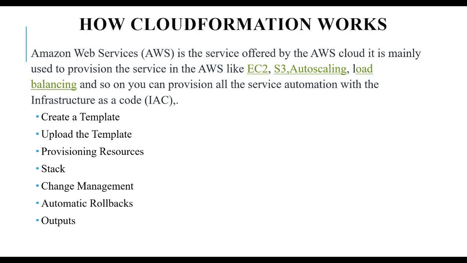For example, you can create a VPC before launching the EC2 instance within it. In this VPC, it automatically creates the subnets, route tables, and internet gateways also. The next is stack. A CloudFormation stack is a collection of AWS resources that you can manage as a single unit. Once resources are created from the template, they are part of the stack.